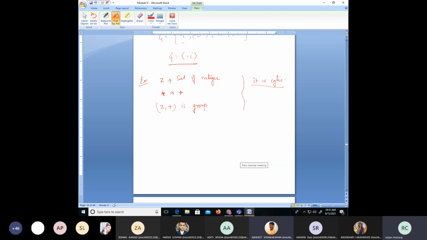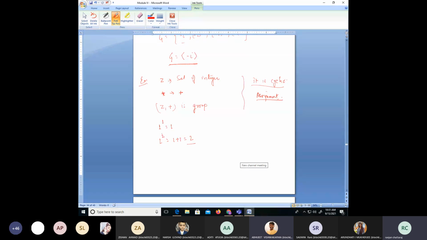Cyclic. It is cyclic. It is the assignment. It is a cyclic group. So what do you write? Tell me any element. 1. 2. 2 is any element. 1 is squared, 1 plus 1.